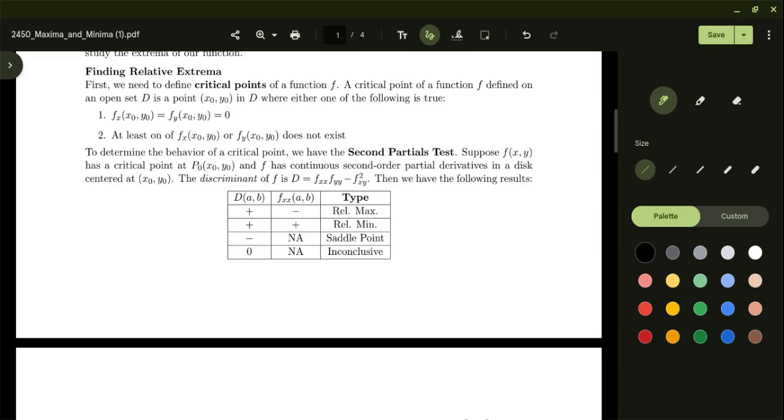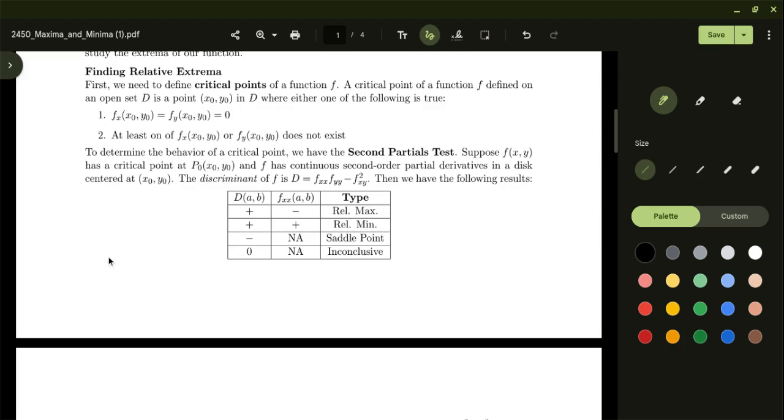A critical point of a function is any point in our interval where one of these is true. First, it could be the case that the partial derivatives of our function f evaluated at that point are equal to 0. You'll notice it doesn't matter if we're doing the partial with respect to x or y, either one will work. And we'll actually have to test for both, which I'll show you in the next example.